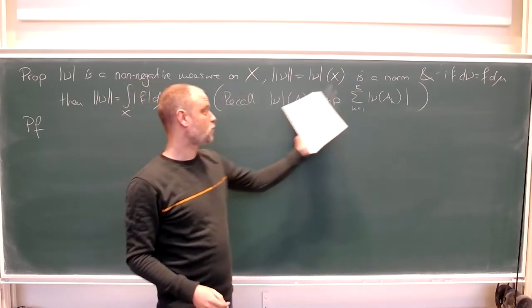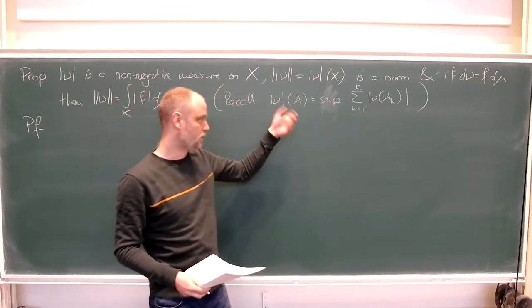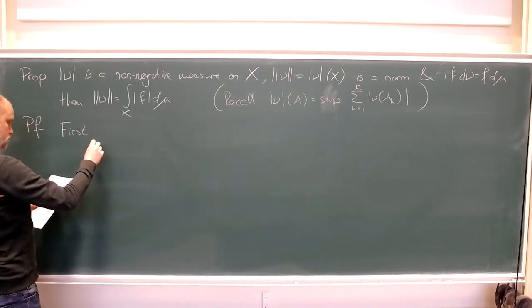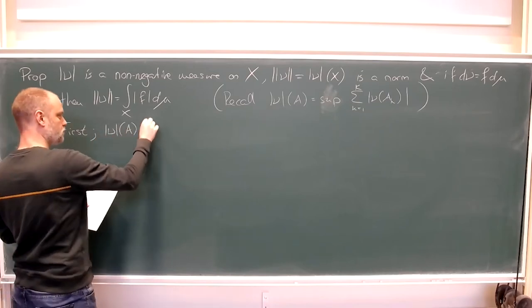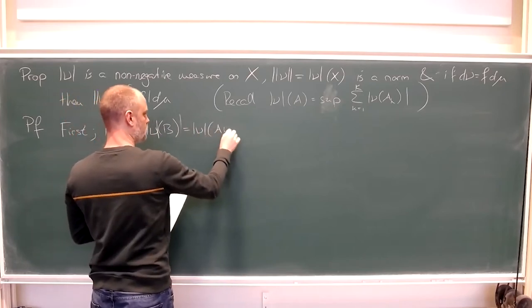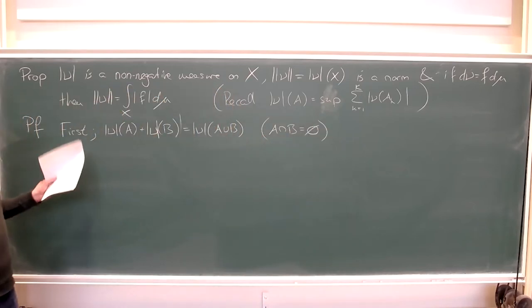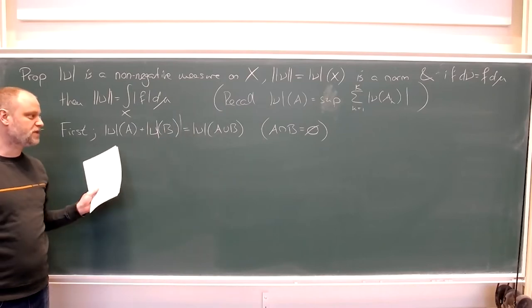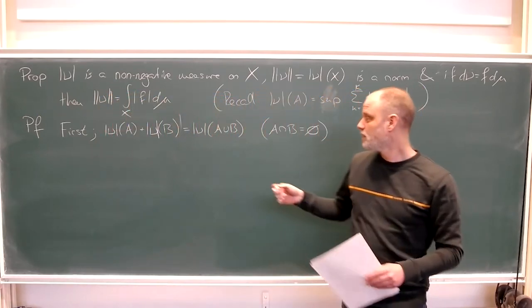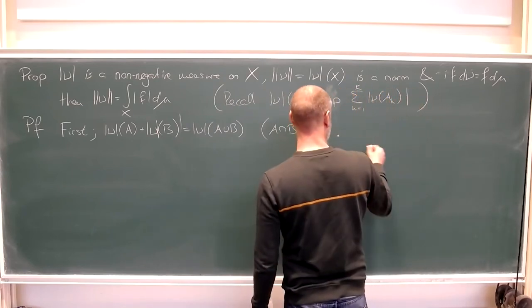So here I just write a small reminder of the definition of the key part. You have to keep in mind that the A_k are disjoint and the union is A, and all of that. So the first thing we want to show is that we have additivity of two sets. If we can do it for two, then by finite induction you get it for any finite sequence of sets that are mutually disjoint.